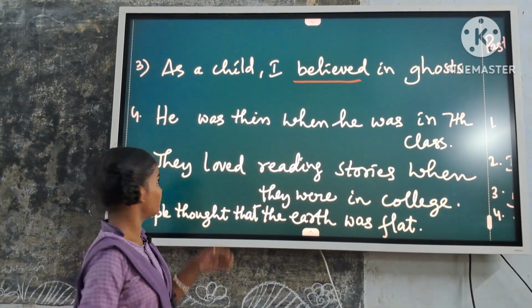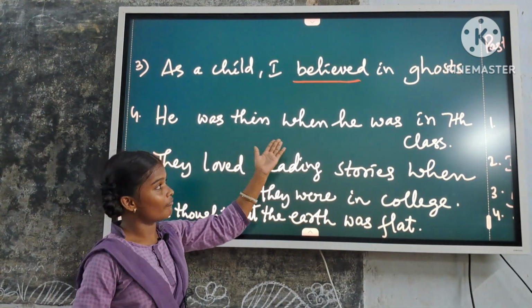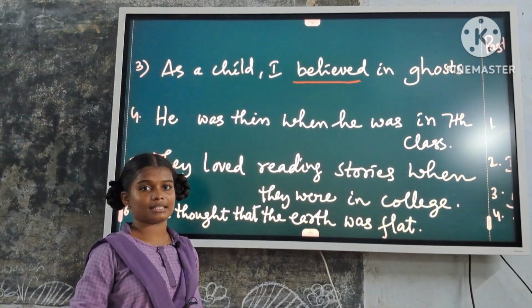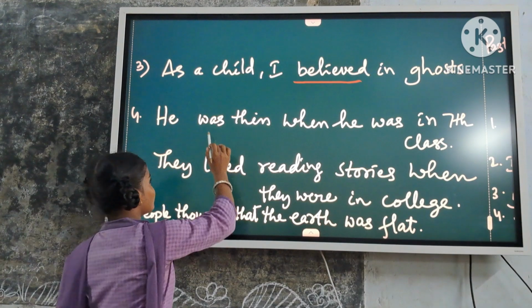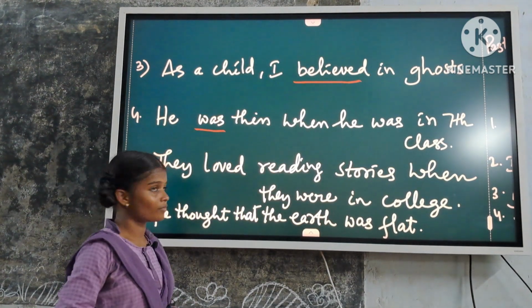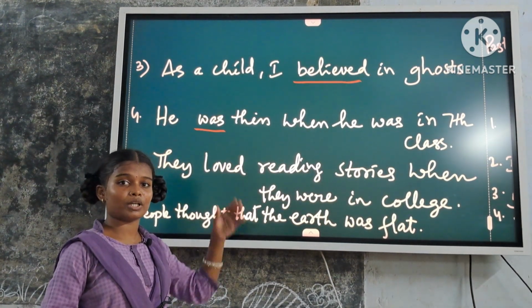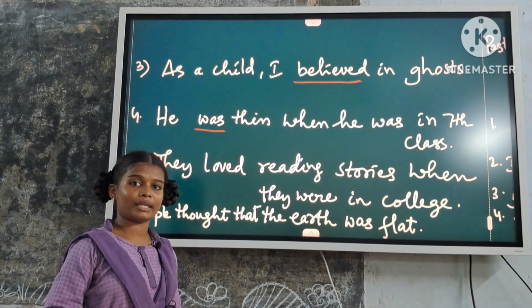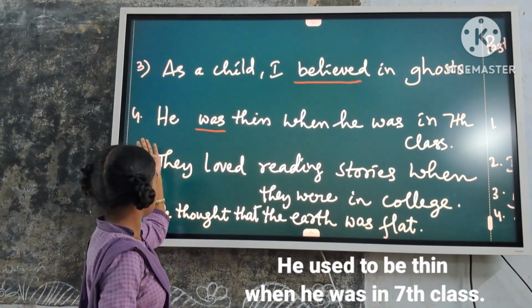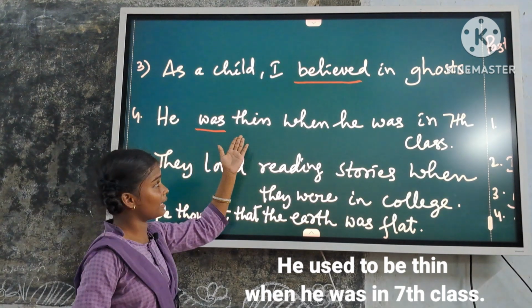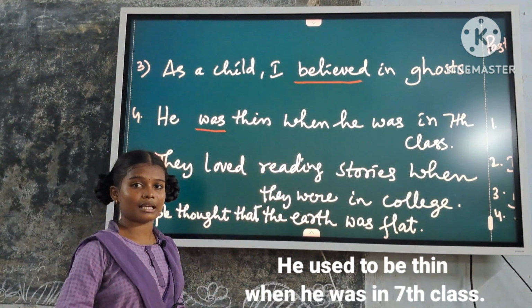Fourth example. He was thin when he was in 7th class. Here, stative verb is was. That is verb of be form. So, we can use only used to. So, answer is, he used to be thin when he was in 7th class.